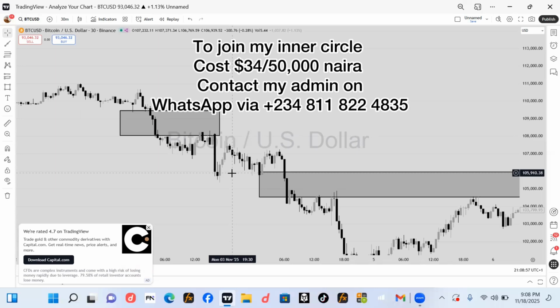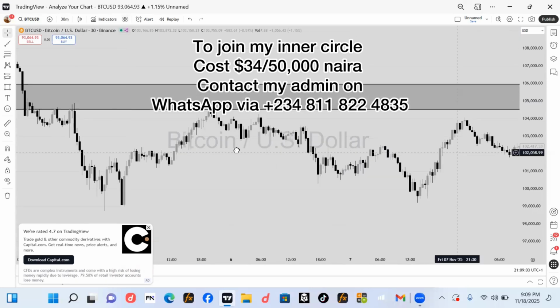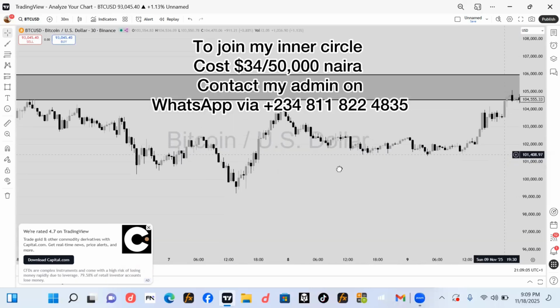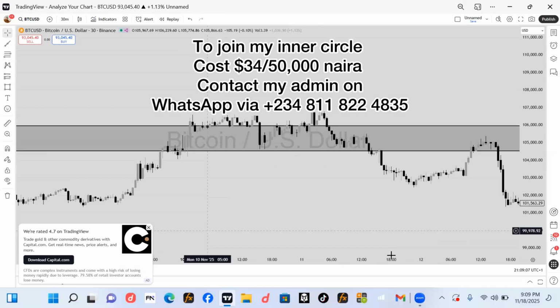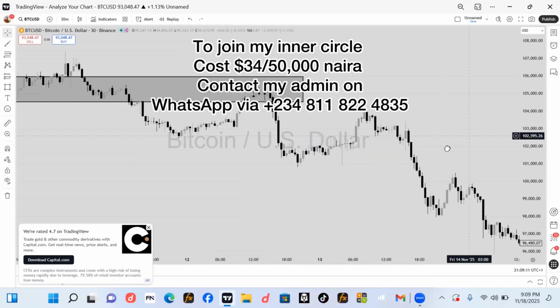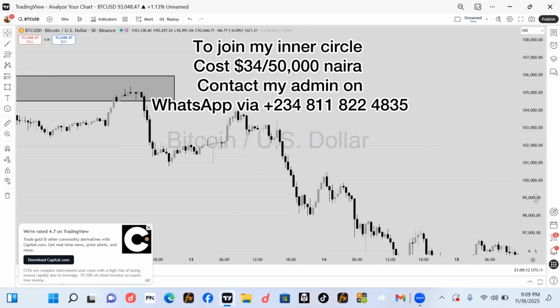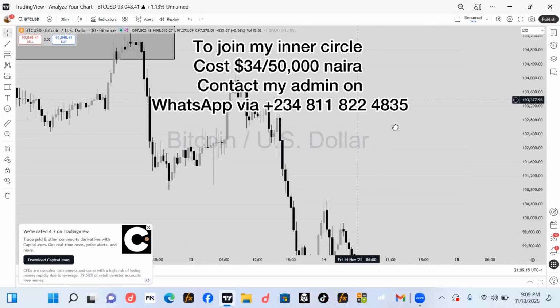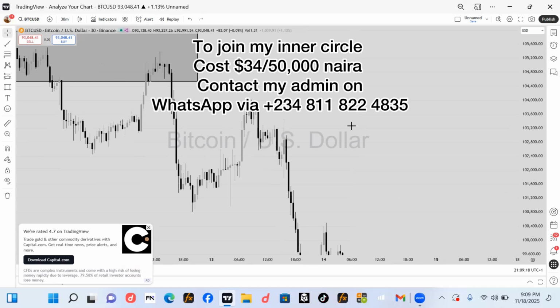So what I do here, I normally use the 30 minutes time frame to get my fair value gap entry in most cases, 5 minutes time frame in most scenarios. So we'll be looking at another, this 30 minutes time frame. I'm just trying to show you that this fair value gap, you can actually find it in all time frames.